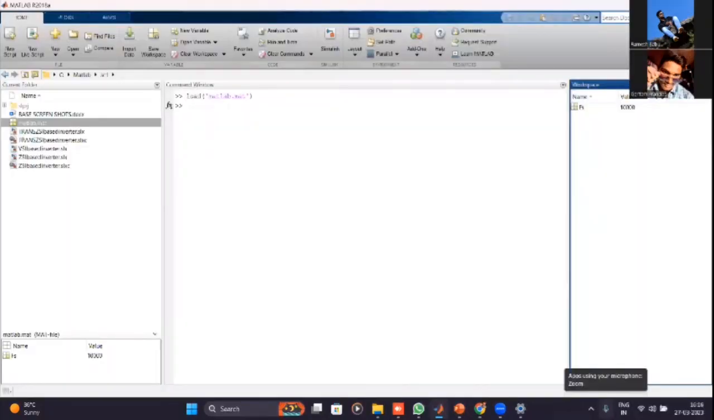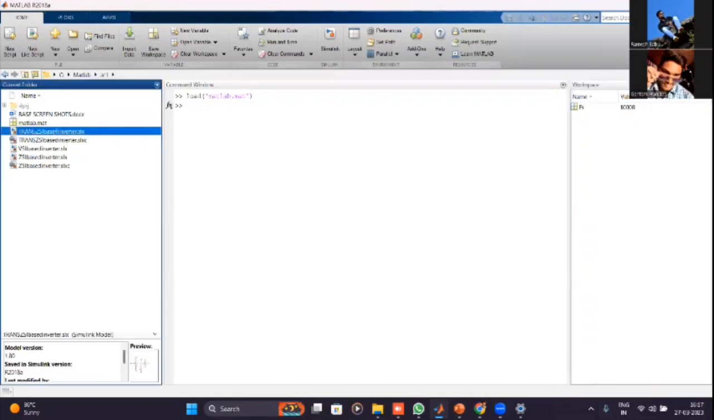Now we come to the results, which are the MATLAB simulation results we are going to see. Before that, we have to open the MATLAB file, the MATLAB .mat file, where we have included the frequency values. Switching frequency is 10,000 hertz. So I am loading TransZSI, which is the proposed one. It will take some time to load the values.